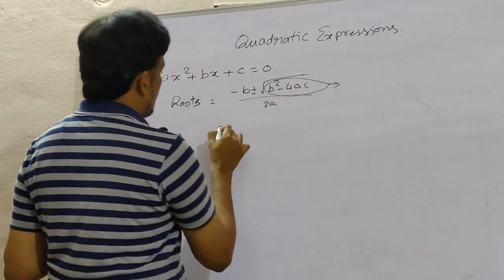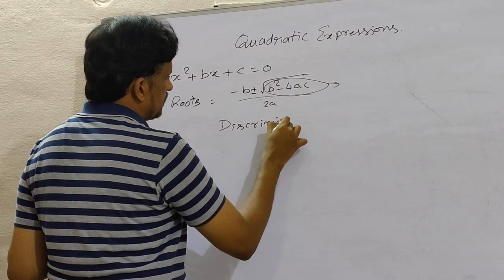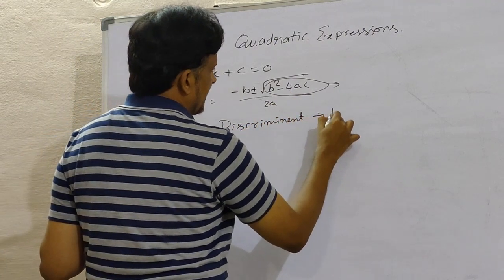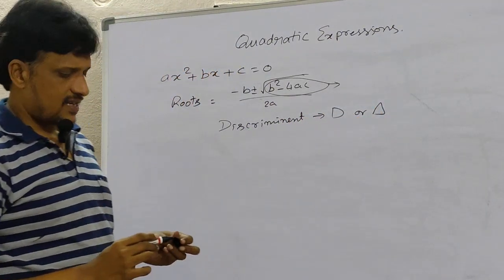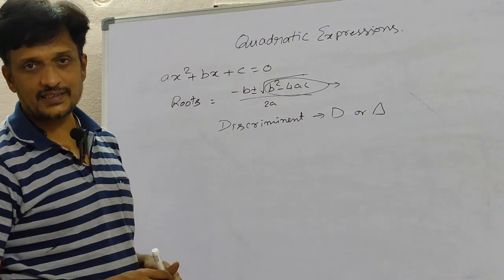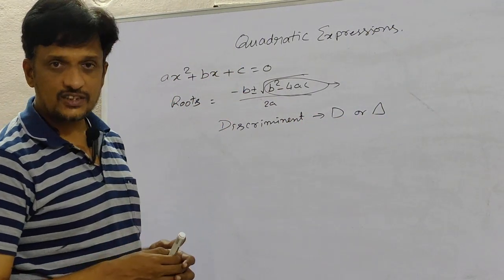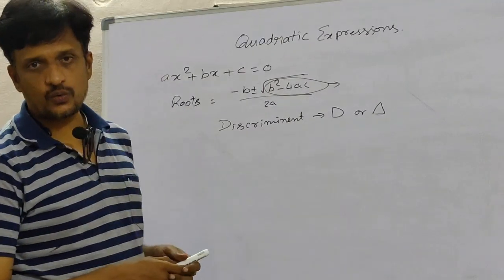Which is given under the square root. So here this is called the discriminant, and it is denoted by capital D or delta. You can write either delta or capital D to represent this discriminant, which is b square minus 4ac. Why do we have to consider this one? How does this make changes in the nature of the roots?